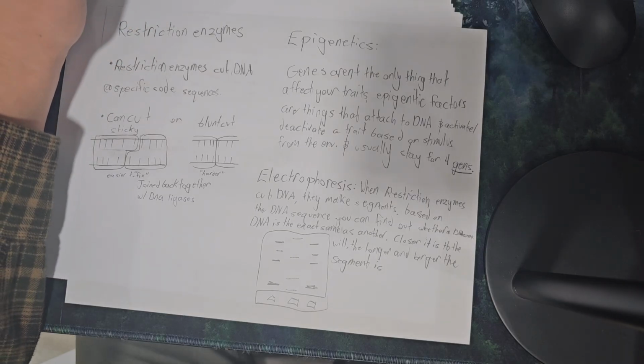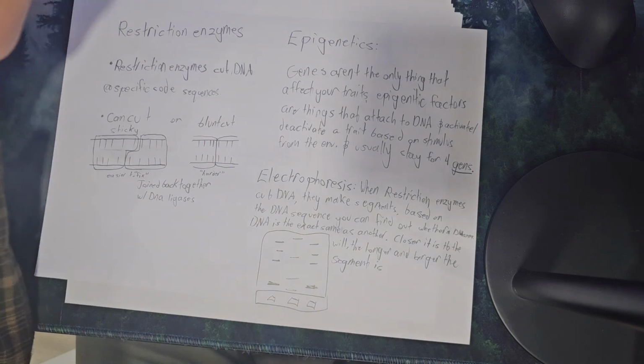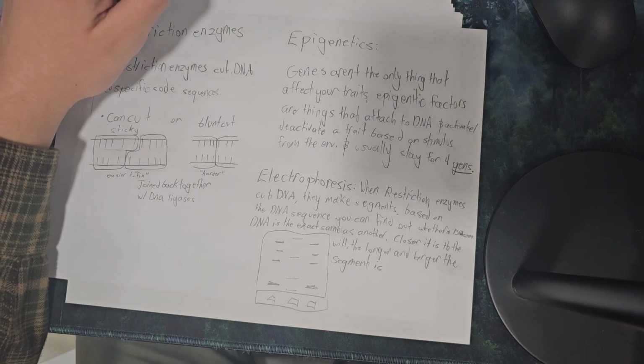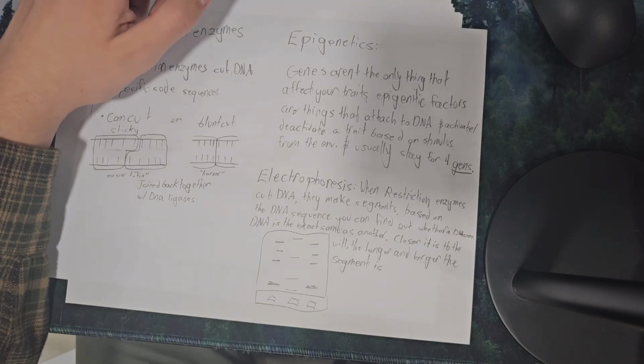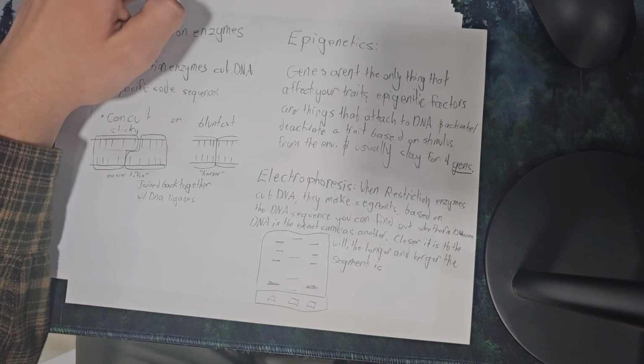Electrophoresis. Electrophoresis is when restriction enzymes cut up DNA and they make segments, right? That's the whole restriction enzymes thing. Based on the DNA sequence, you can find out whether a DNA sample is the same as another DNA sample. The closer it is to the well, as it's called, the longer and larger the segment is.